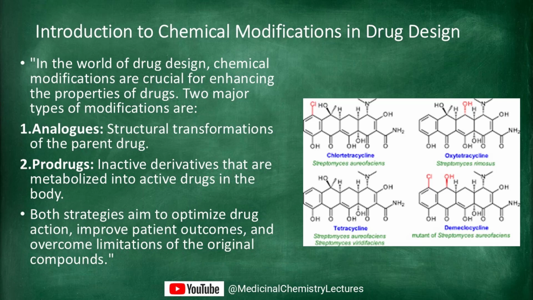There are two major strategies we'll focus on. Analogues. These involve structural transformations of the parent drug. Prodrugs. These are inactive derivatives that become active only after metabolism in the body. Both approaches aim to optimize drug action, improve patient outcomes, and overcome limitations in the original compounds. Let's explore how each works with some clear examples.